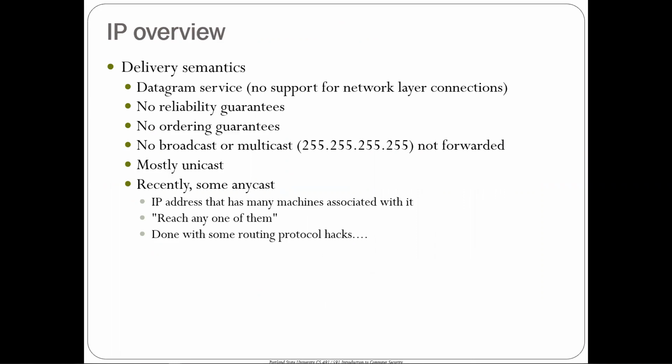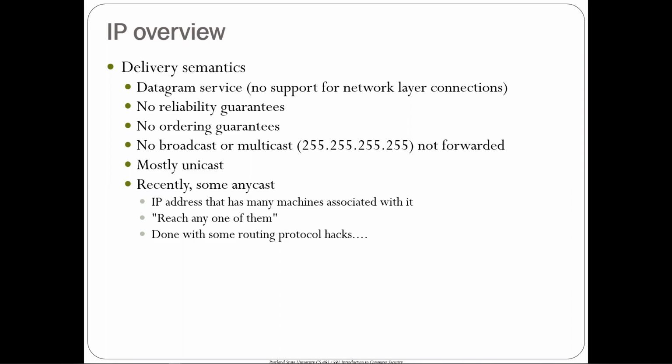I'm going to talk about the delivery semantics. The Internet Protocol is basically a datagram service. There is no support for network layer connections. Those things have to be provided at the end host using a transport layer connection. There are no reliability guarantees for IP packets. There are no ordering guarantees. There is no broadcast or multicast that IP supports. It's mostly unicast point-to-point communication, but there is some support for what they call anycast.